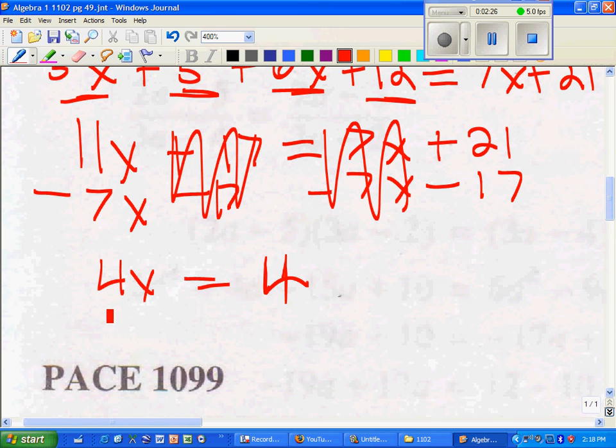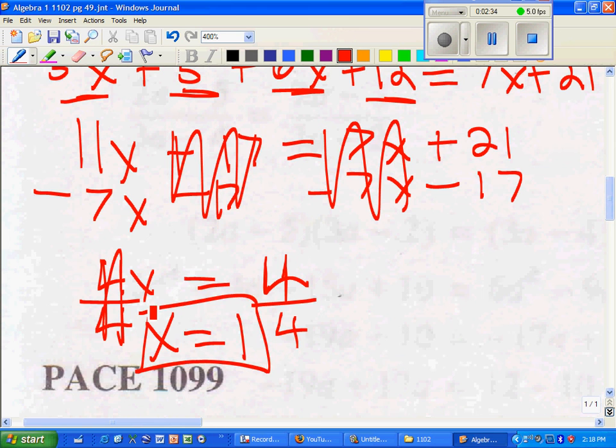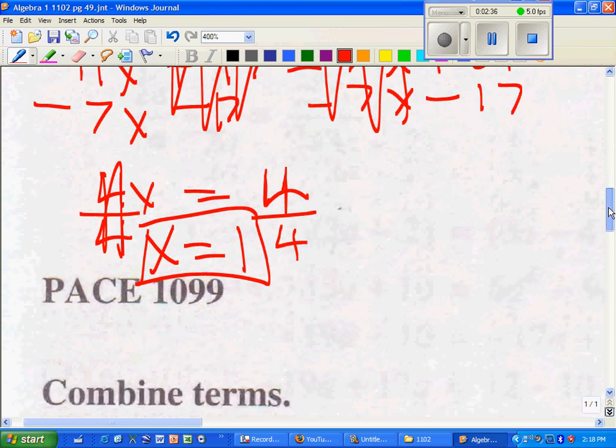Now to get x by itself, I divide both sides by 4. What I get is x equals 1. That's my answer. That was the review for 98.